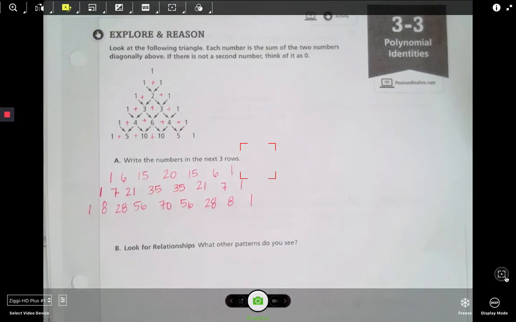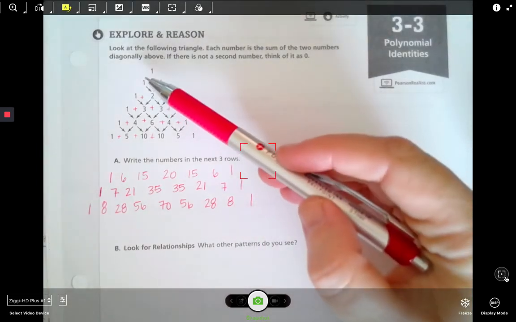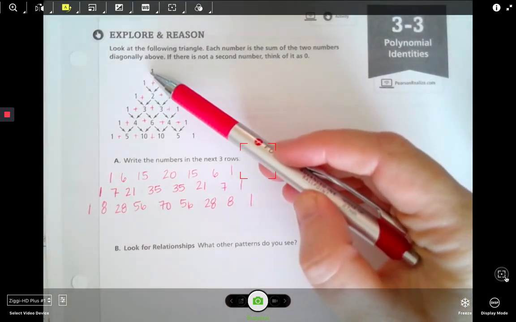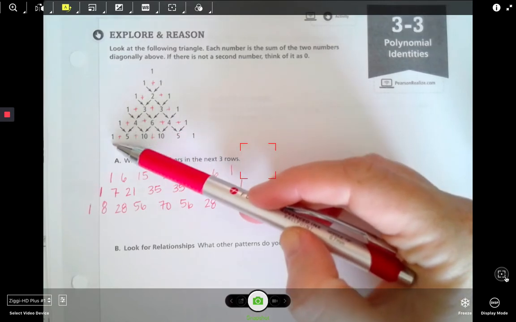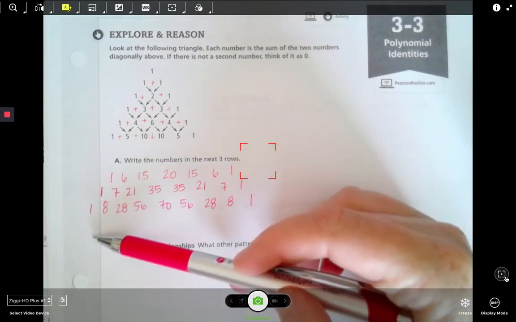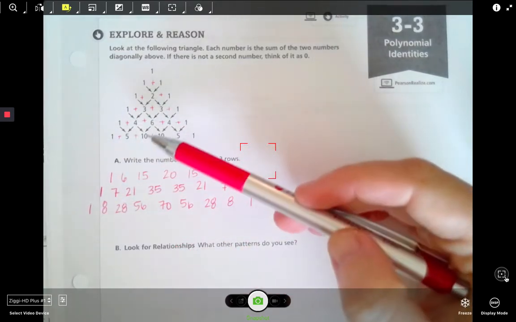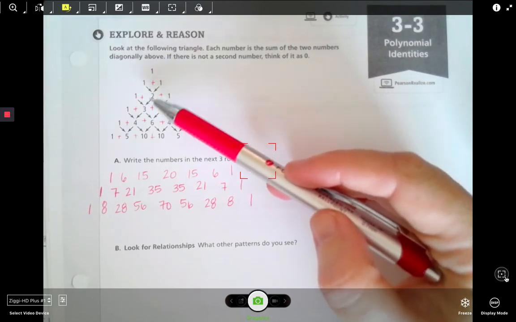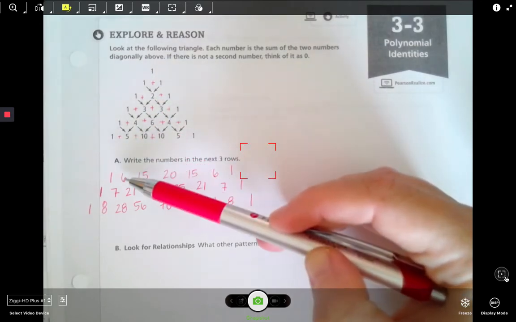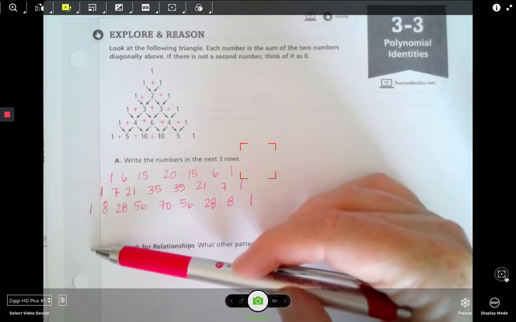Then they ask us what patterns do we notice. Well, I've kind of already pointed one out to you. First row is all ones, right? First column, our first diagonal row. Then we've got 1, 2, 3, 4, 5, and then we got 6, 7, 8, right? Keep going.